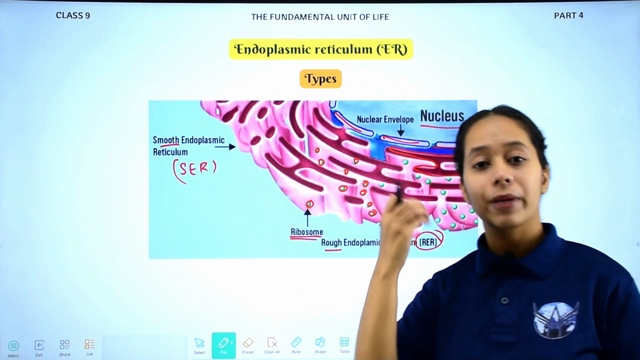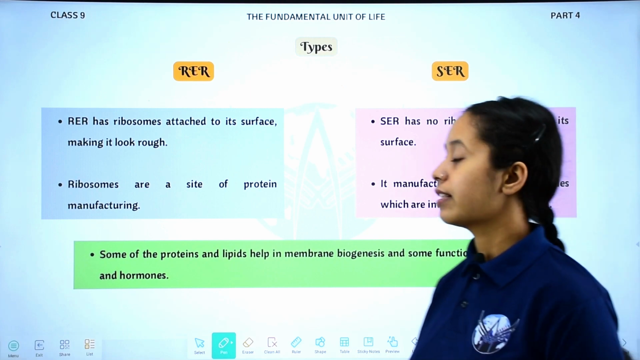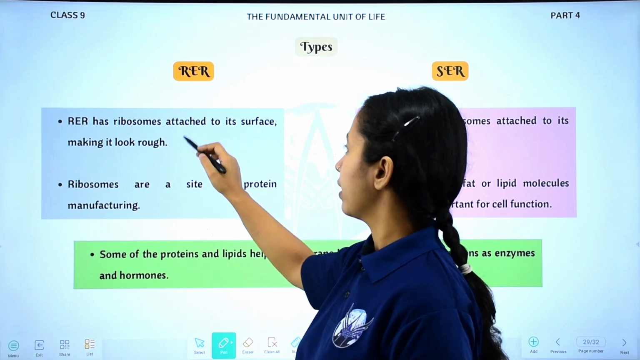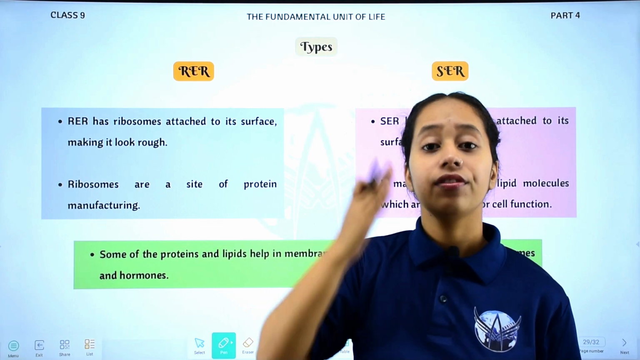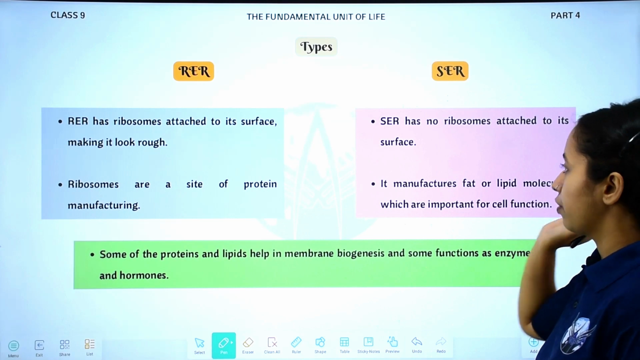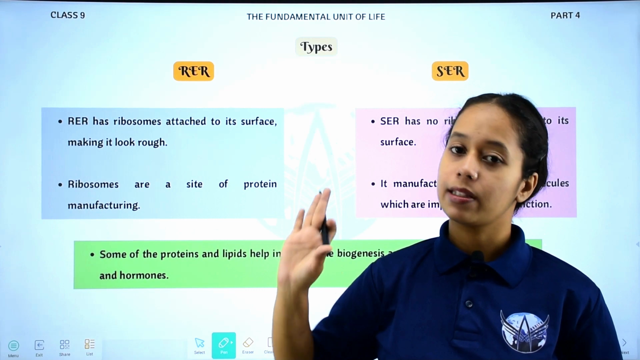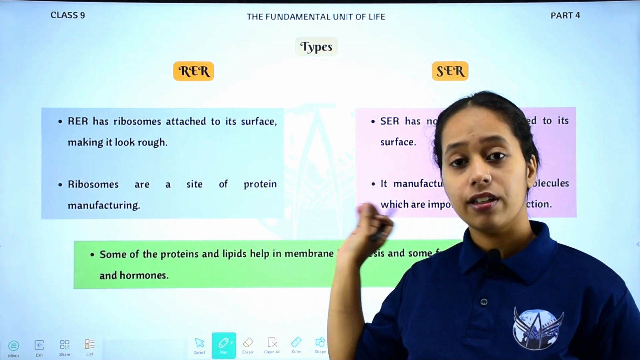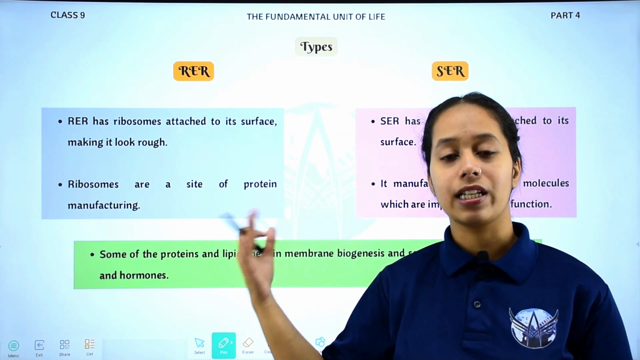So if you are making notes and if you need the definition of RER and SER, then this is the definition. What is RER? RER has ribosomes attached to its surface, making it look rough. RER, rough endoplasmic reticulum. And what is SER? SER has no ribosomes attached to its surface. That is why it has a smooth surface. SER, smooth endoplasmic reticulum. How will you remember it? R for ribosomes, R for rough. In case of smooth, S for smooth, S for smooth endoplasmic reticulum.